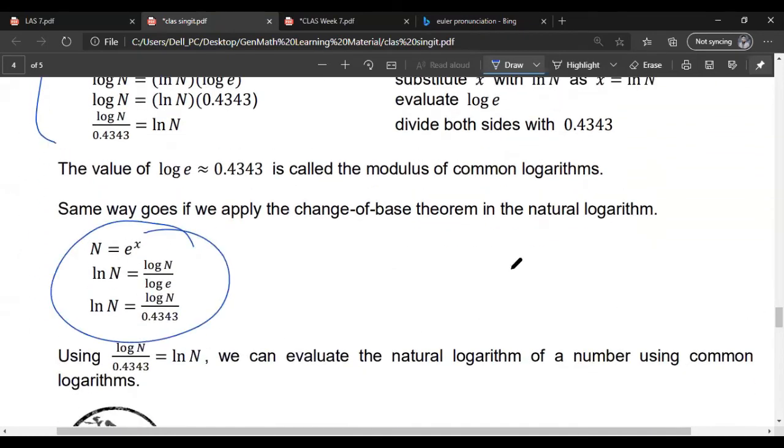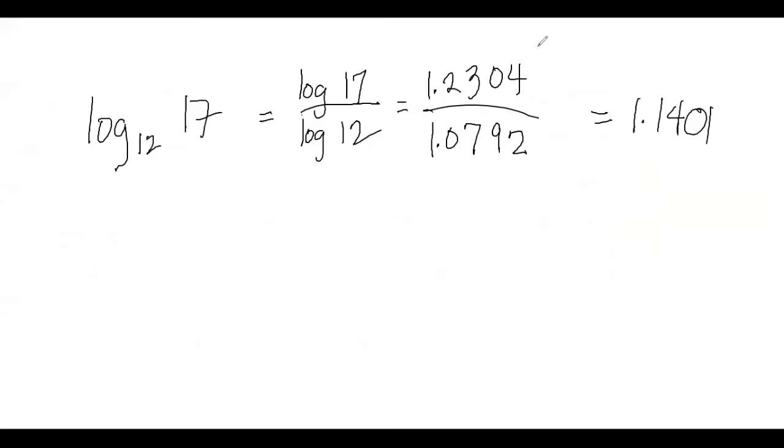Okay, let's do change of base. Suppose, class, we have ln of n or any number. The ln of n is equivalent to the logarithm of n with the base e, right? Now, class, let us apply change of base using common logarithm. So, when we change the base of log of n with the base e, what will its equation be?